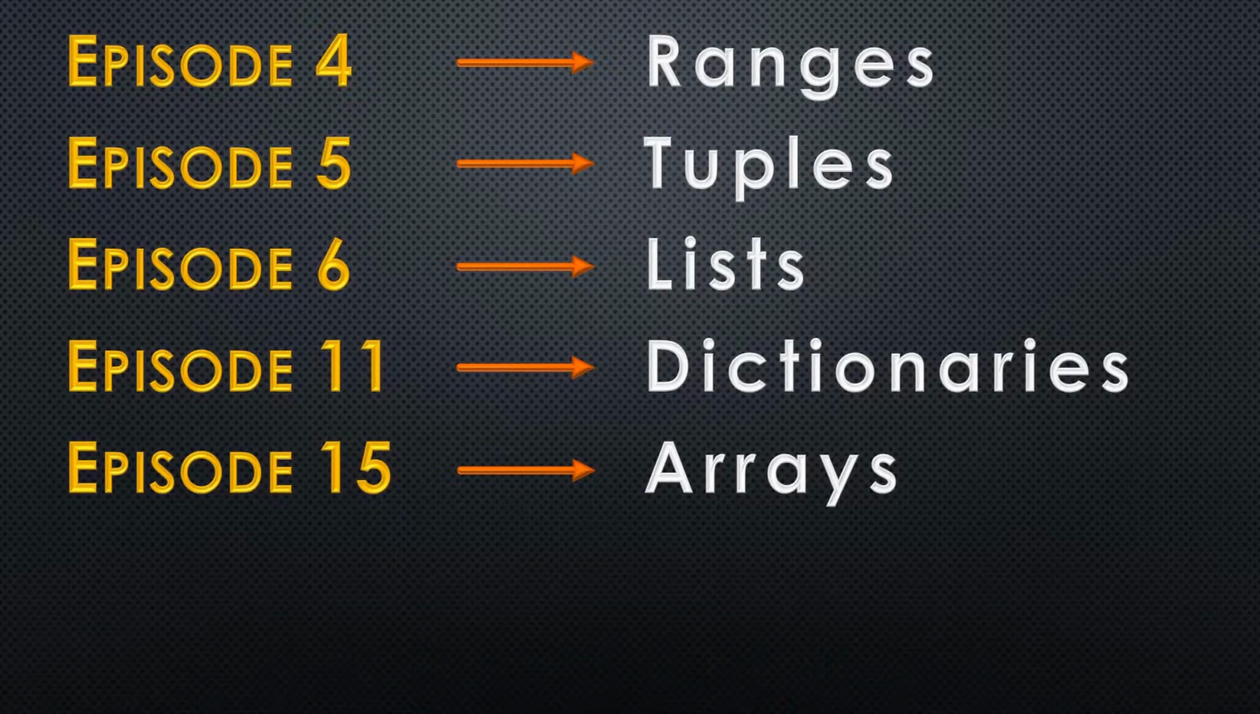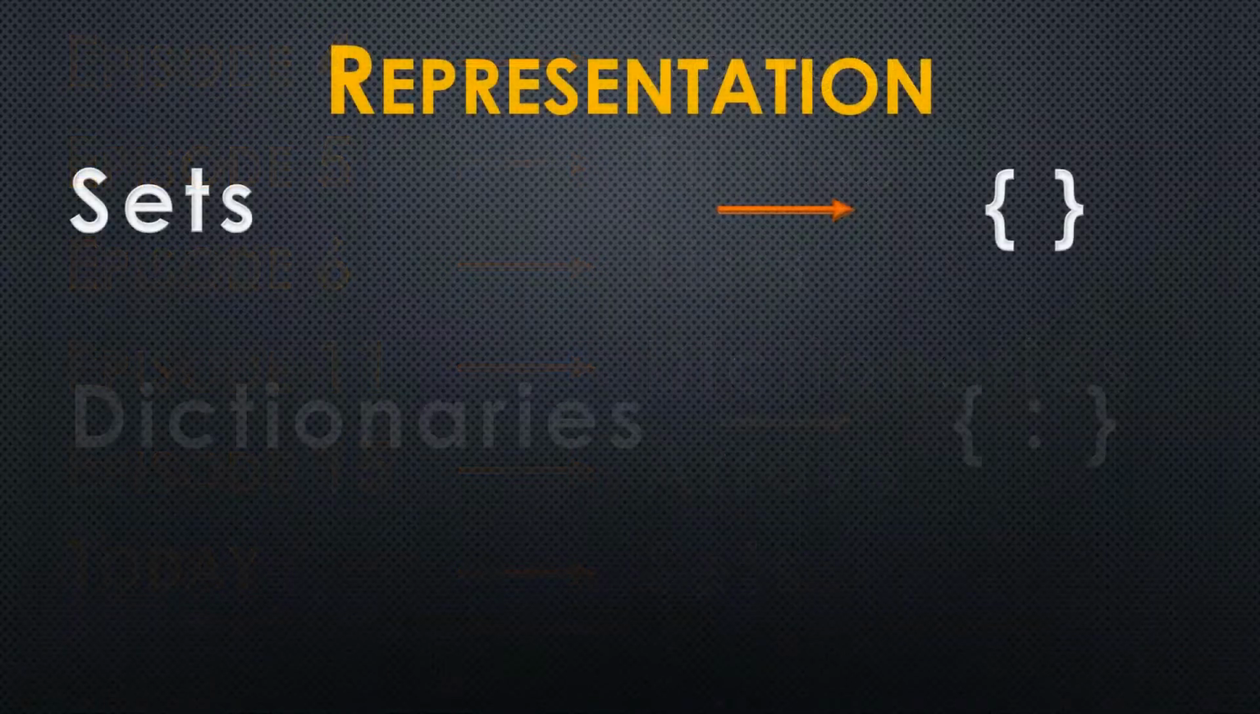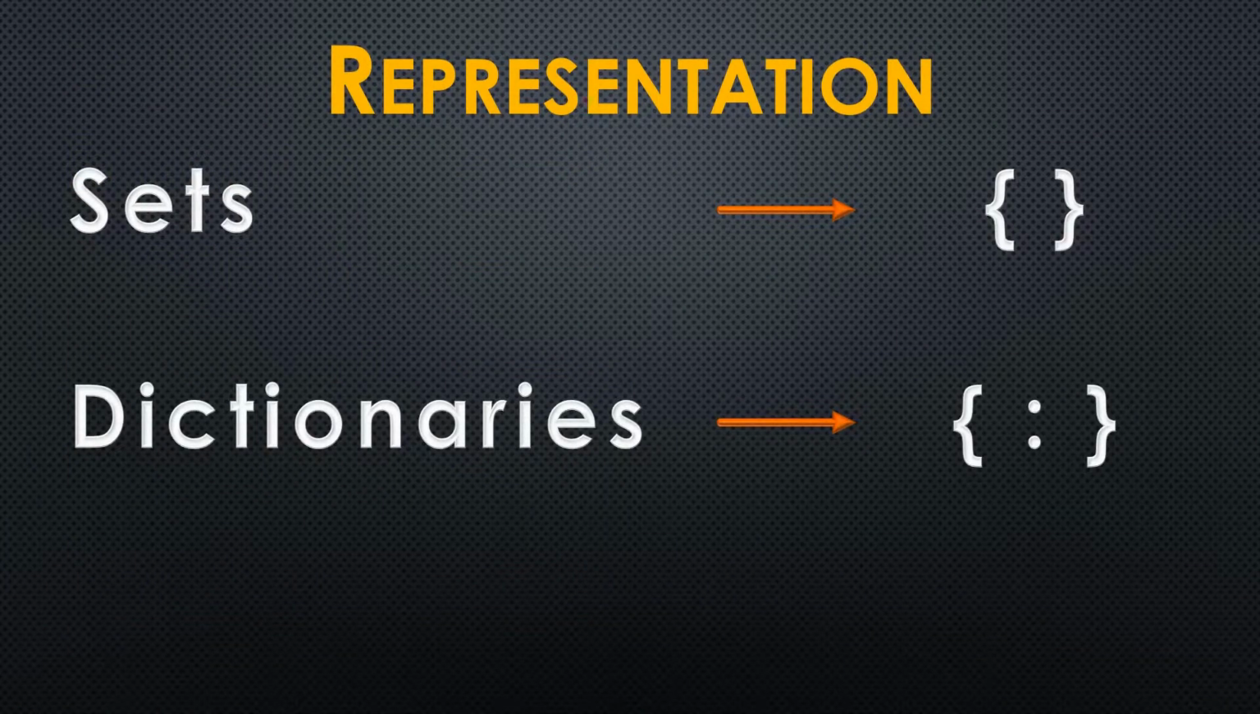In today's tutorial, we will discover a new way of storing data, sets. These are represented by a set of curly brackets. However, make sure you don't mistake these for dictionaries, since dictionaries have curly brackets but also contain colons.